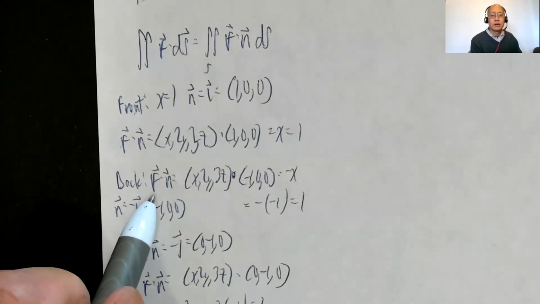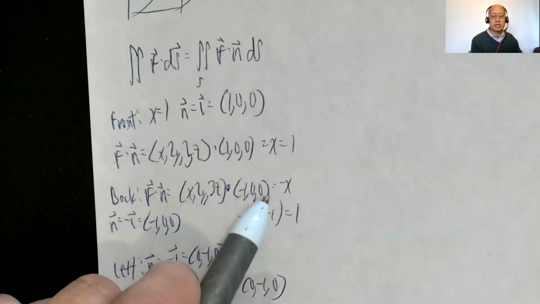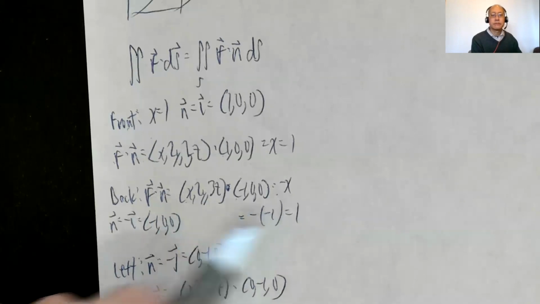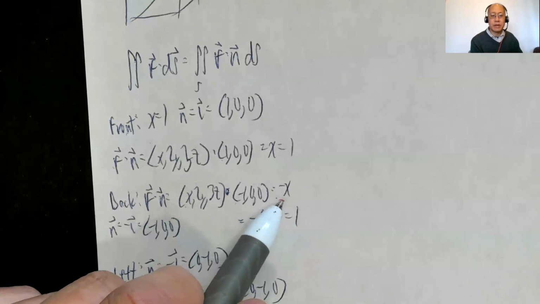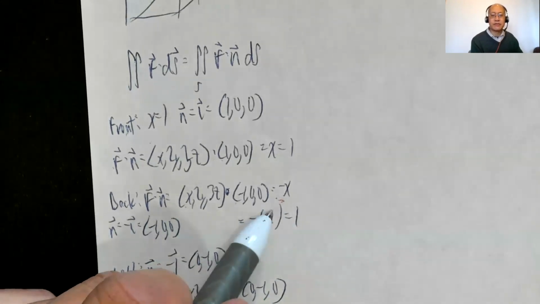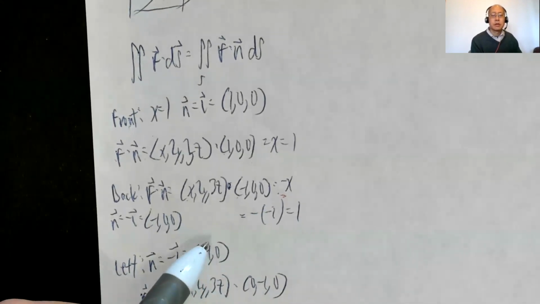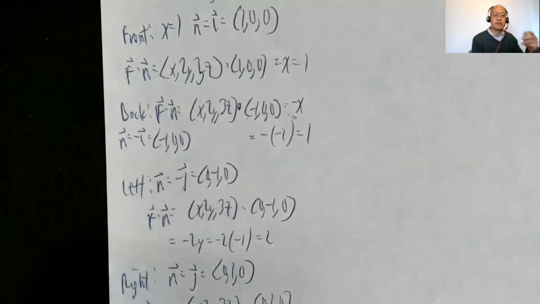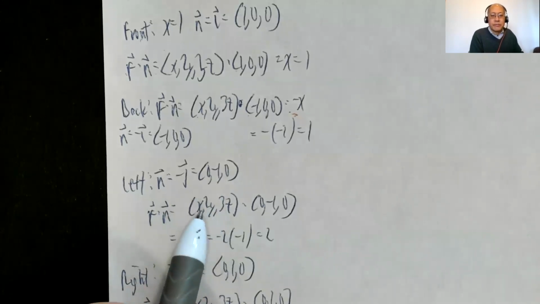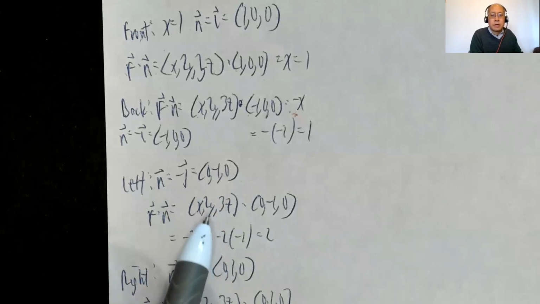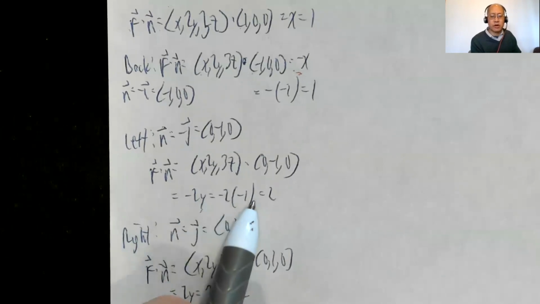Back. The back, x is negative 1. So F dot N is negative x plus nothing, which is negative x, which is going to be 1 again, because it's the negative of negative 1. All right, the left: the unit normal vector is negative j, which is (0, negative 1, 0). So the dot product is nothing minus 2y plus nothing. So it's negative 2y, but y is negative 1, so 2.